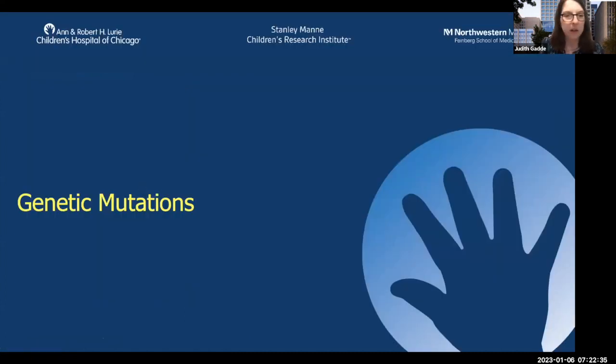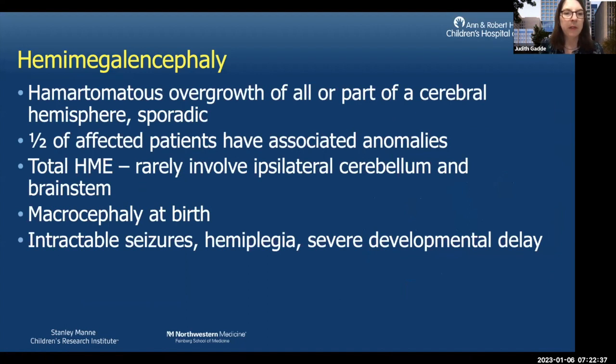Moving on to genetic mutations. So we have hemimegalencephaly. This is actually a hamartomatous overgrowth of either all or part of a cerebral hemisphere. They say that about half of these patients have other associated anomalies. So again, another example of not having satisfaction of search.